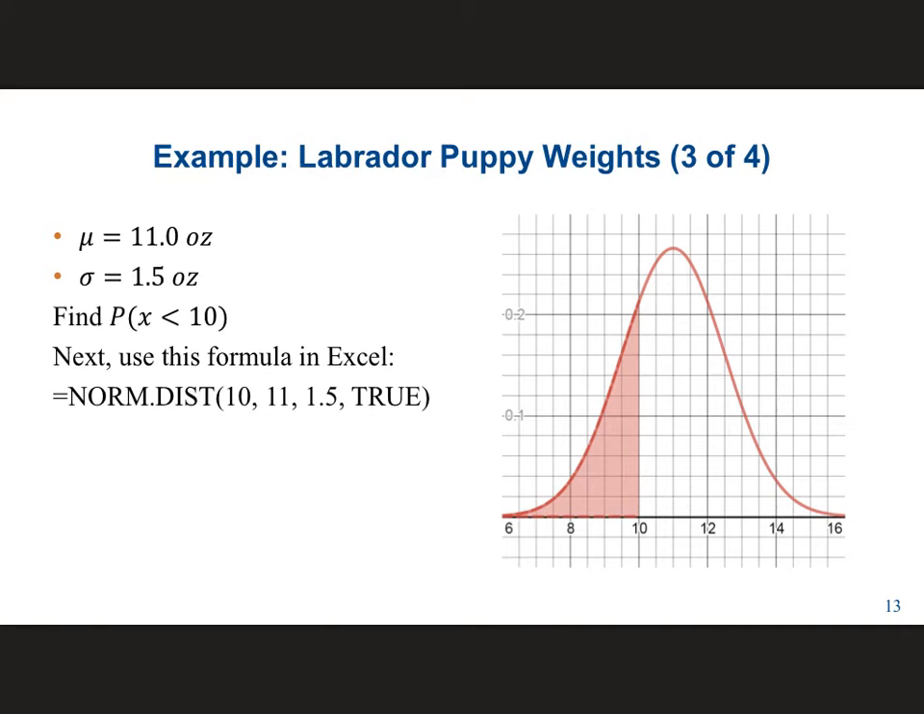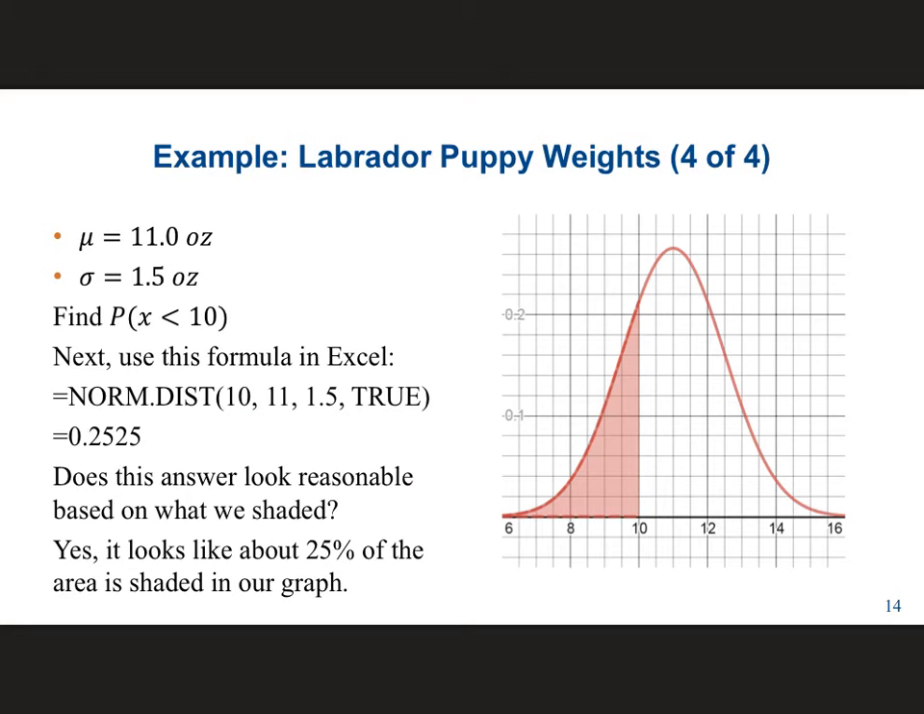So then after you draw your normal curve, you're going to put into Excel equals norm.dist 10, 11, 1.5, and true. So again, remember it's norm.dist, your x value, your mean, your standard deviation, and then true. When you put that into Excel, that is going to give you your answer. And you can see here that we get 0.2525.